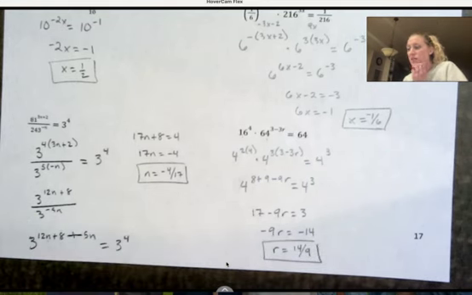Okay, that is all our examples for today. Big theme again is trying to find common bases and then use your exponent rules from there. Once your bases match, you can set the exponents equal.